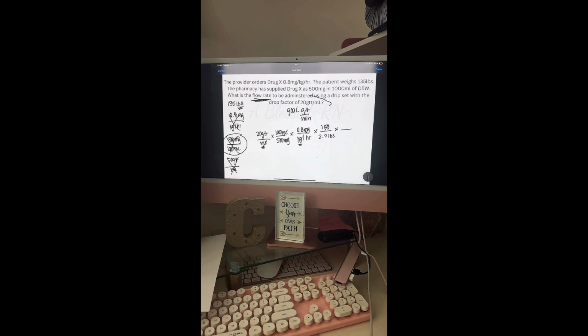Alrighty, now we got pounds. So what is our next puzzle piece? Oh, I love it. Y'all are following along and getting it.